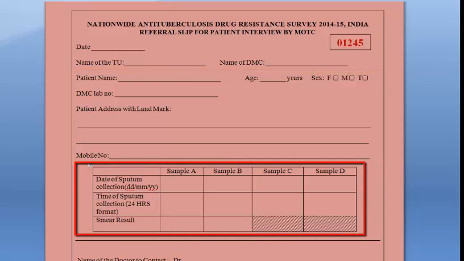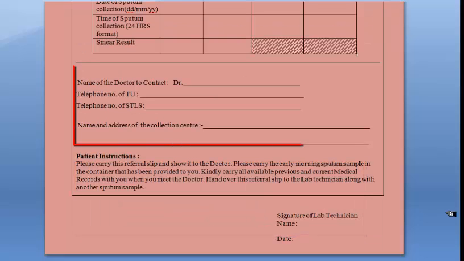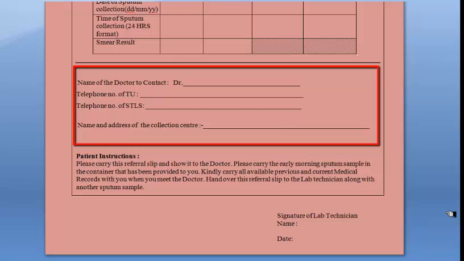The DMC LT shall then record the date of sputum collection and smear result of the sputum smear sample A and B of the patient in the relevant columns. The columns for sample C and D would be initially left blank. The DMC LT shall then write down legibly the name of the MOTC, telephone number of the TU and the telephone number of the STLS.